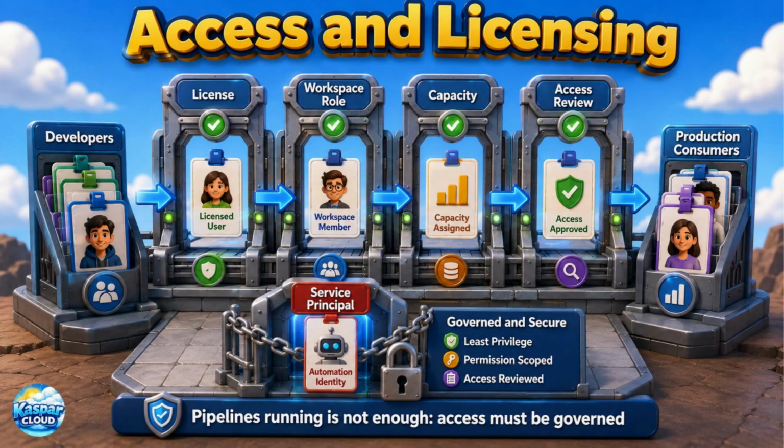Access should be reviewed periodically, especially for sensitive data. Service accounts, service principals, and automation identities should be governed carefully. In regulated environments, access reviews and audit trails may be required. A Fabric solution is not production ready just because pipelines run successfully. It must also have the right access model, ownership, and operational controls.